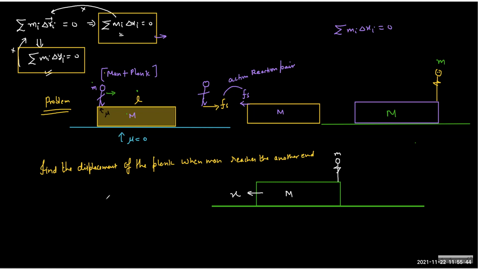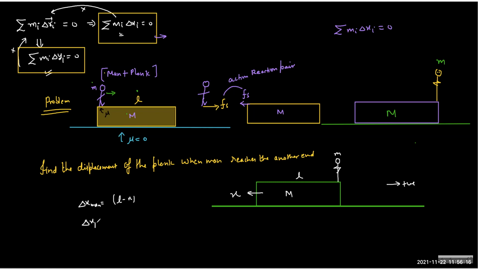So what is the displacement of the man in the ground frame? Let's take right as positive. It is definitely L minus x. That's obvious. You go L to the right, but the plank takes you x backward. So the net right movement is L minus x. Is this clear? Yes, sir. So this is the displacement of the man.